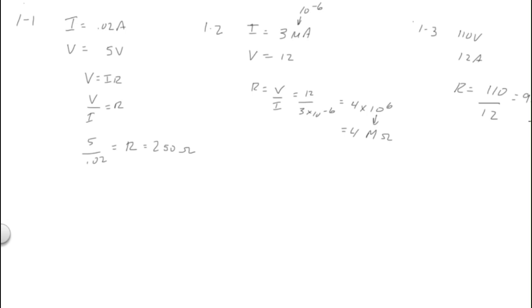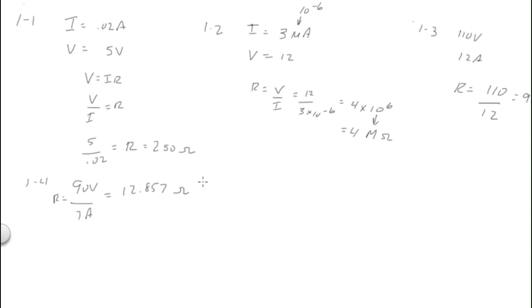Okay, so let's keep on going. Number 4. For a DC electric motor with 90 volts and 7 amps, what is the load? 90 volts and 7 amps. What is R? 90 divided by 7, right? 90 divided by 7 is equal to what? 12.857 ohms.